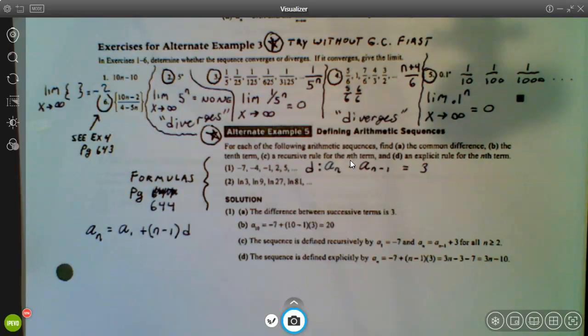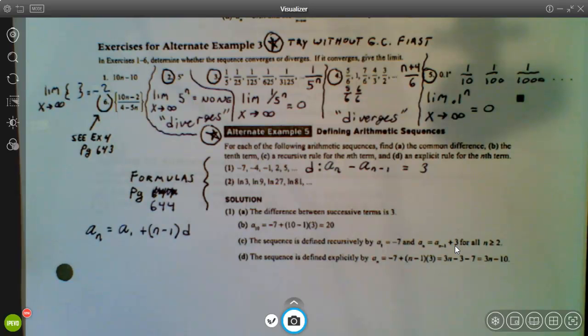So remember that the recursive rule is simply the previous term, or what are you doing, I should say, to the previous term in order to get the next term? Well, what did we do? We're just adding 3, right? So we're simply taking the previous term and adding 3 to get the next term.